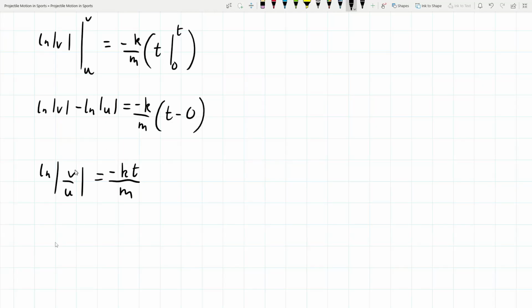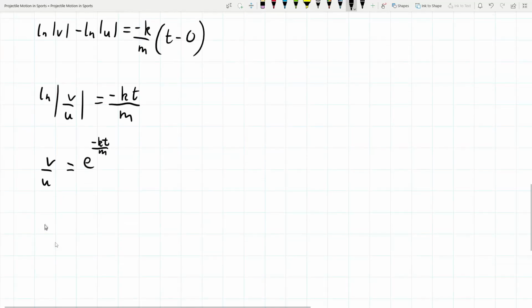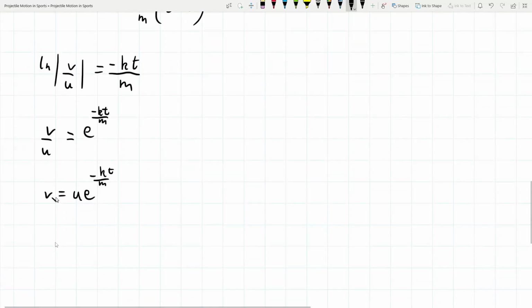So we want to get an expression for v, the final velocity, so that we can integrate it again and get the displacement. So if we exponentiate both sides by raising them to the power of e, we get v over u equals e to the power of minus kt over m. Multiplying both sides by u, we get v is equal to u e to the minus kt over m. And I'm going to put a box around that. I'm going to call this vx because this is an important equation.